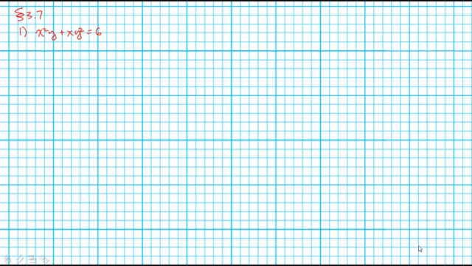Here's a recording of some problems from section 3.7 on implicit differentiation. In problems 1 through 7 we have to find dy/dx. So let's take the derivative with respect to x of both sides of this equation.